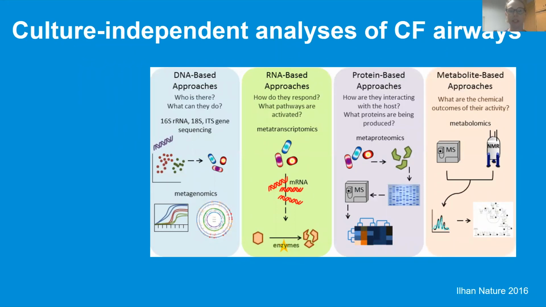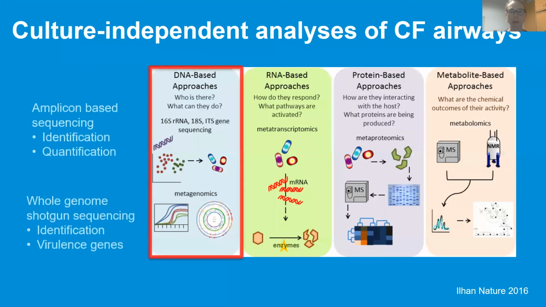Culture-independent analyses of CF airway samples can take multiple forms. I'll talk mostly today about DNA-based approaches. These most often involve amplicon-based sequencing, such as sequencing of regions of the 16S ribosomal RNA gene. Amplicon sequencing is followed by taxonomic identification against a reference database to provide data on the bacterial community members and relative abundances. Quantification of the amplicons can also be performed using techniques such as quantitative PCR.